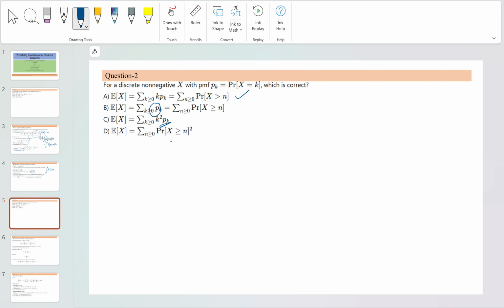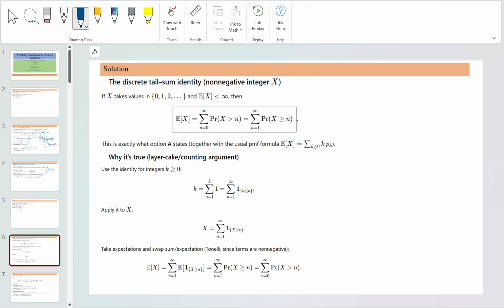Let's see that. By the tail sum identity, for non-negative integer X taking values 0, 1, 2, 3, 4 and so on, if the expectation of X is less than infinity, then the expectation of X is equal to the sum over n from 0 to infinity of probability of X greater than n, which equals the sum over n from 1 to infinity of probability of X greater than or equal to n. So this is exactly what option A states, the sum over k of k multiplied by p_k. Why is it true? Let's check it out.